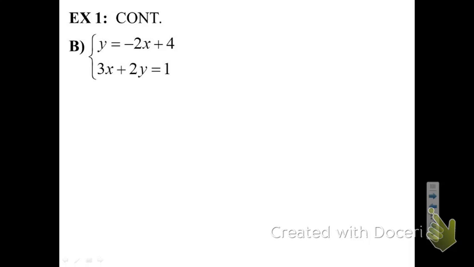Our second problem is a little bit more complicated. It does have y already by itself, so we're going to take all of this y, substitute it into the second equation, and it will look like this. 3x plus 2 times (negative 2x plus 4). We've just replaced that y with the y from the top equation, equals 1. And then if you notice, we only have x's in our equation, and we can solve this for x.